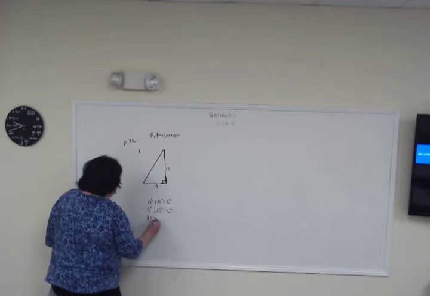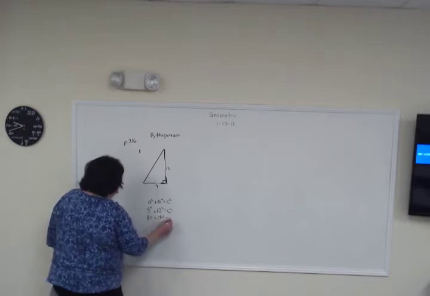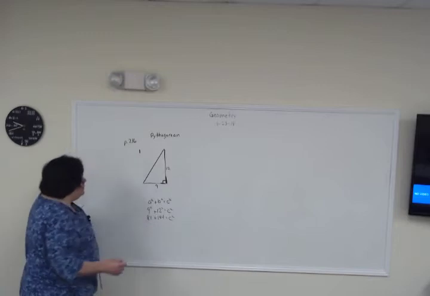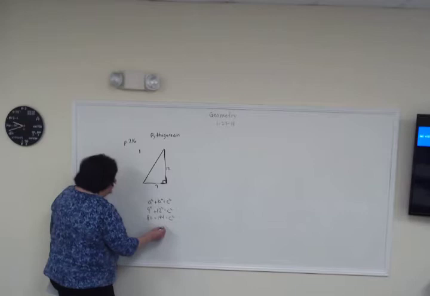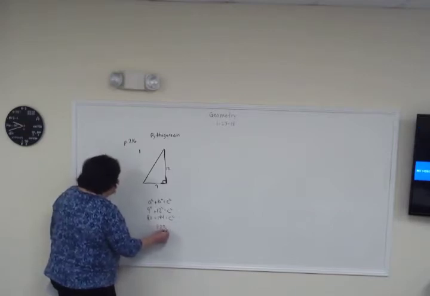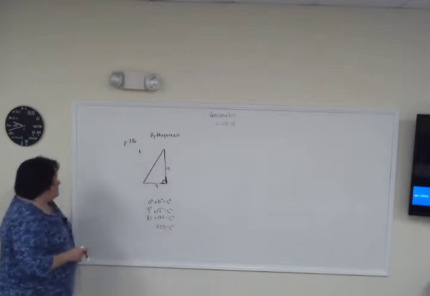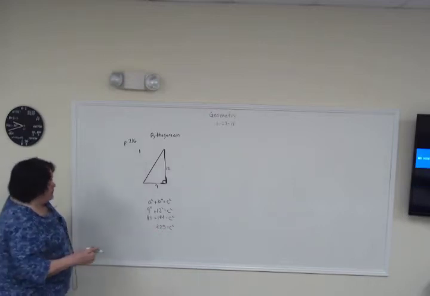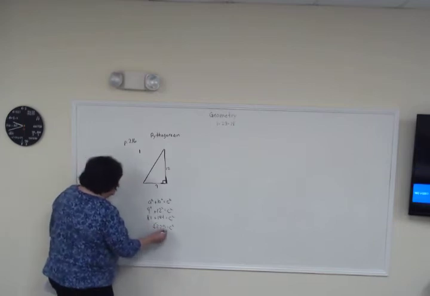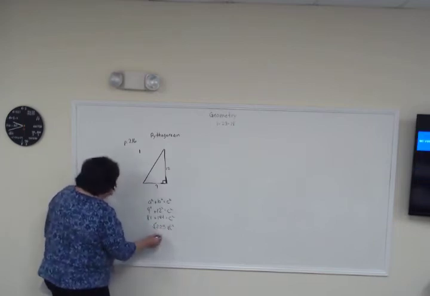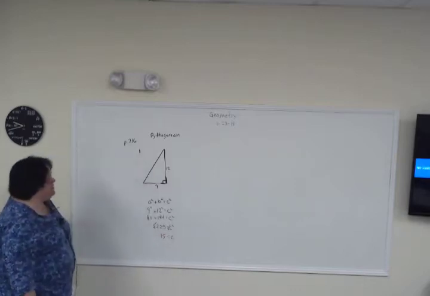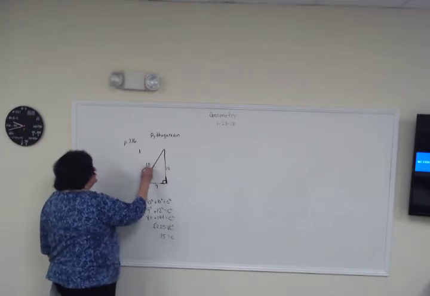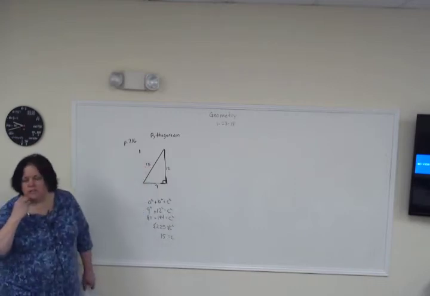9 squared is 81. 12 squared is 144. Now, C squared equals 81 plus 144, and that is 225. But that's what C squared is, remember. We have to take the square root of both sides, and the square root of 225 is 15. So the length of this hypotenuse is 15.